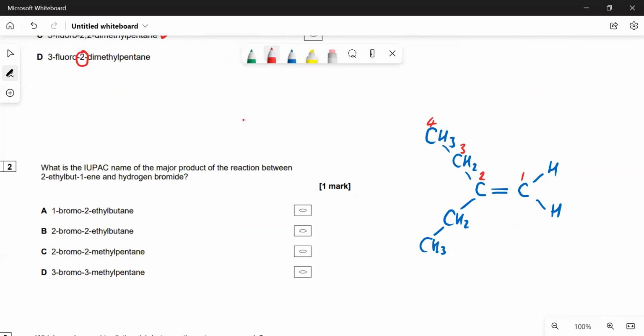Now H can stick either onto carbon atom number 1 or number 2. Now in the major product, which one does it go to? It will go to the one that's already got the most hydrogens. A hydrogen goes with its friends. That's how some people remember it. So the hydrogen is going to go on carbon atom number 1, and the bromine is going to go on carbon atom number 2.